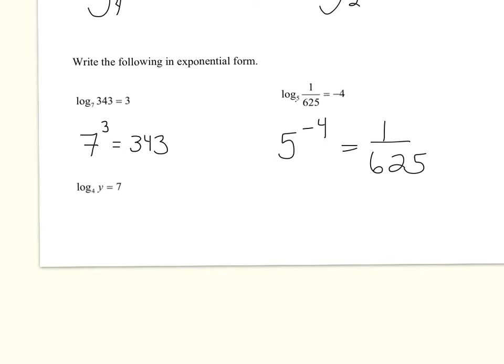So this last one, we have log base 4 of y equals 7. So I have a variable of y, but if I change it to exponential form, I get 4 to the 7th power, because the base of the log is the base of the exponential, exponent equals y. So y is just equal to 4 to the 7th, which is just 4 times 4 times 4 times 4, 7 times, whatever that might be.